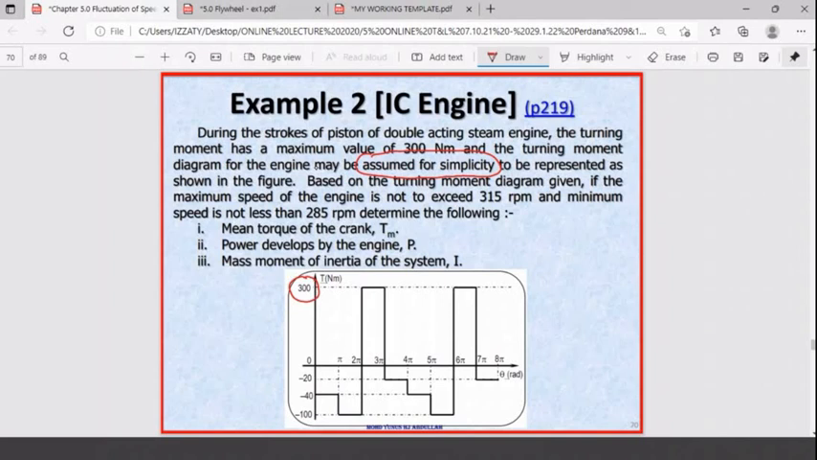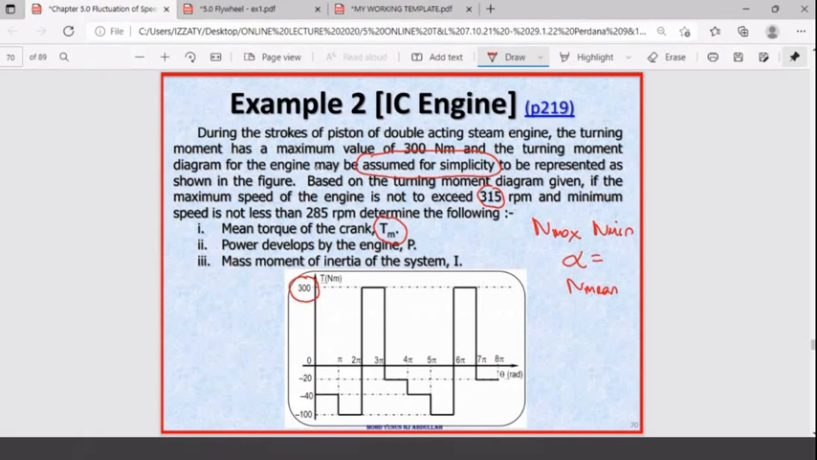So based on the turning moment given, the maximum speed should not exceed 315, this one is N max, and the minimum is not less than 285, N min. They provide you N max and N min basically to define alpha. Right? You have the N min, you have the max and min, so we have the alpha. So now determine the following. Following will be the T min.